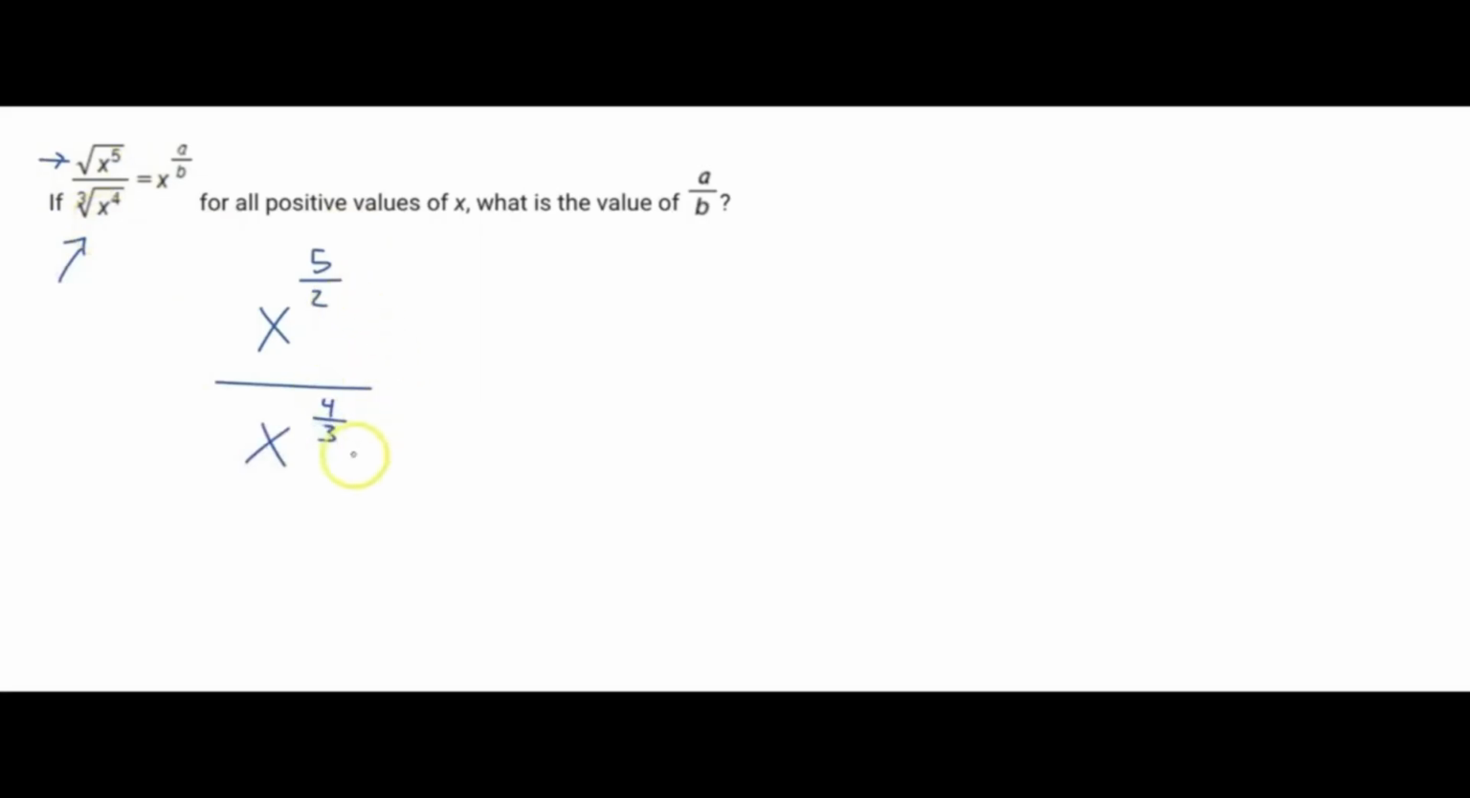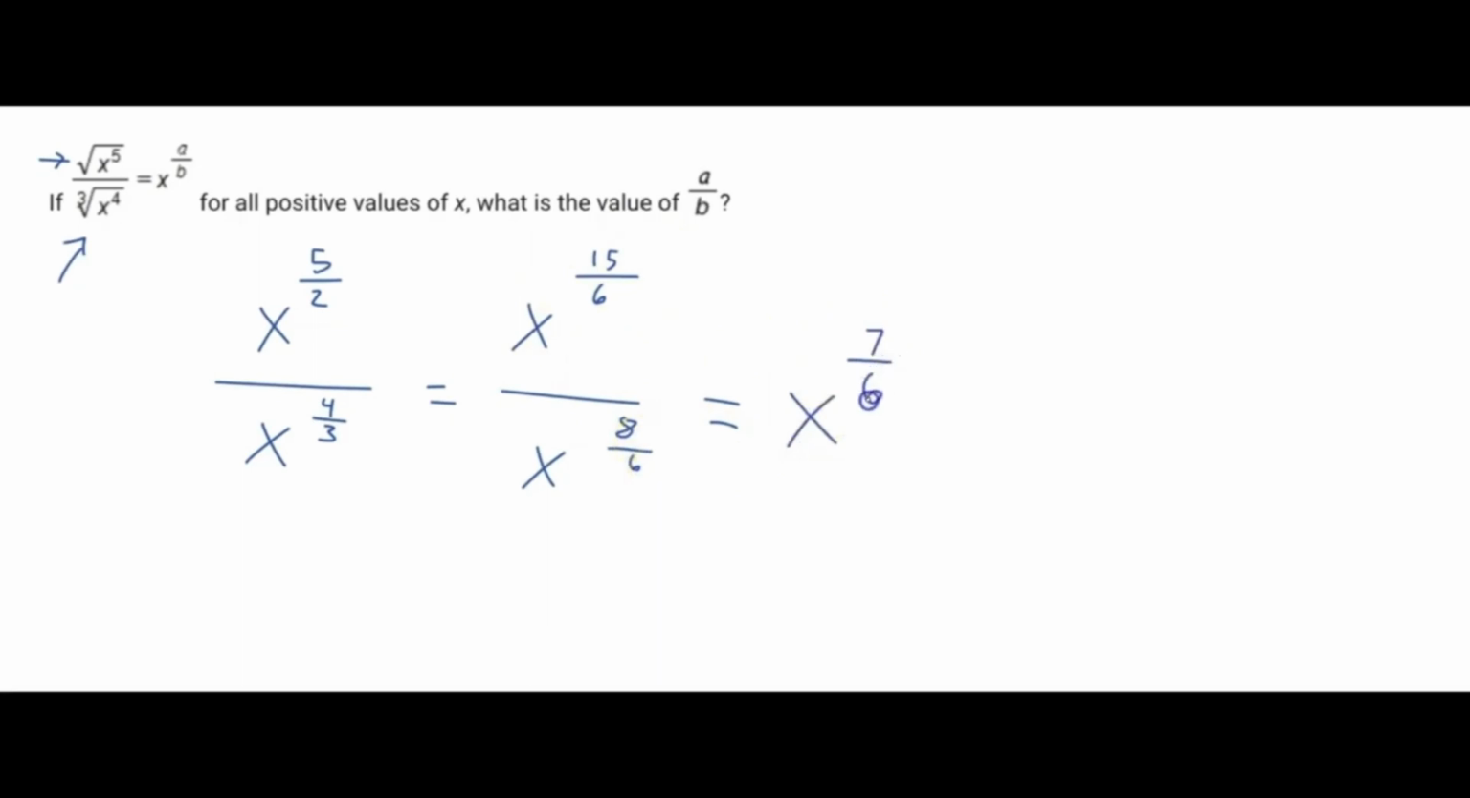And so now we want to find a common denominator between 5/2 and 4/3. We can just multiply this by 3 and this by 2. So you get 15/6, and then we multiply this by 2, so you get 8/6. And now, because we have the same base, we can just subtract the powers. So 15/6 minus 8/6 is just 7/6.